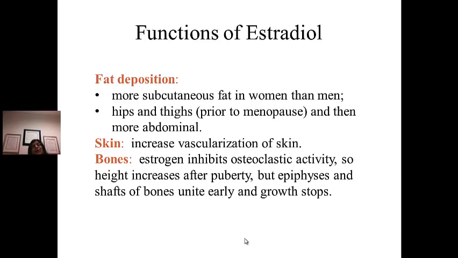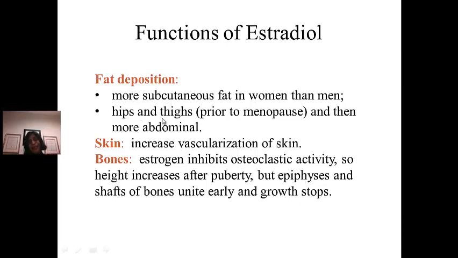Okay, functions of estrogen. Estradiol is a major estrogen. There are other types of estrogens called estrone and estriol; estradiol beta is the big one. Estrone and estriol are the other two in smaller amounts. So estrogen is important in fat deposition, more fat in a female than in a male, and that's interesting, correct?